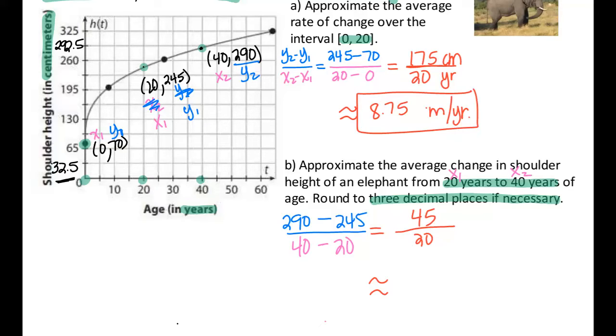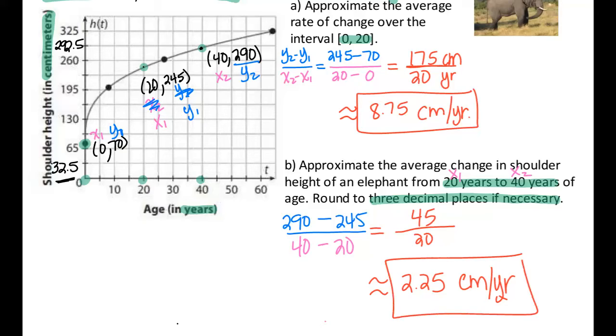Thank you. And then for the final answer, what did you get? 2.25. Thank you. And then my units should be what? Centimeters per year. Awesome. Thank you. You take the Y unit over the X unit.